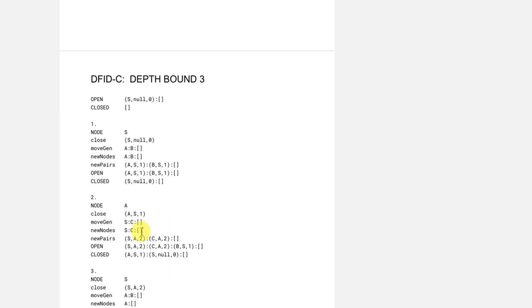Then we will go to A. A has open node as C, but according to DFIDC, we also add DFID which are present in the closed list. That's why they said DFIDC. So the new nodes will be S and C. So for S, we have SA2 and CA2. Here we have shown that the parent of S is A and the parent of C is A.